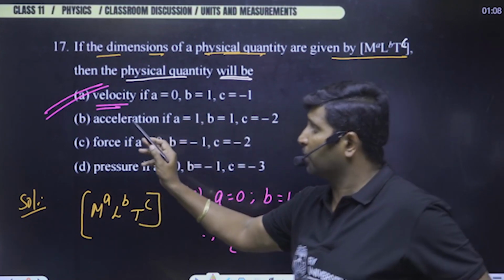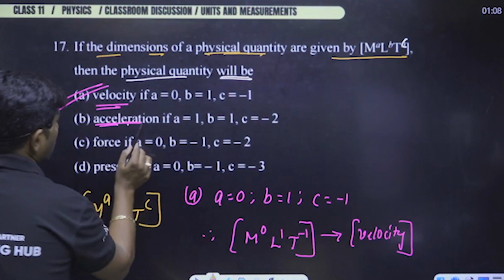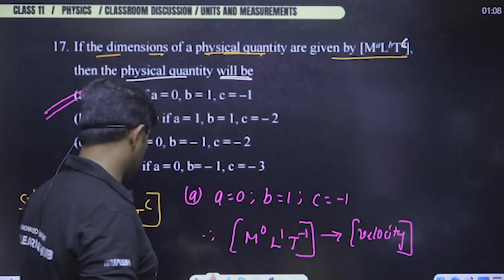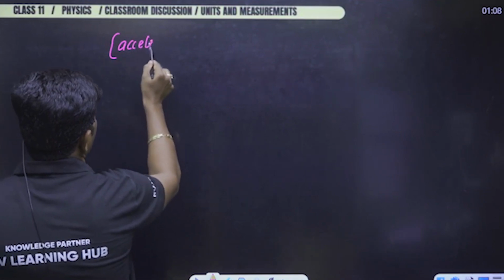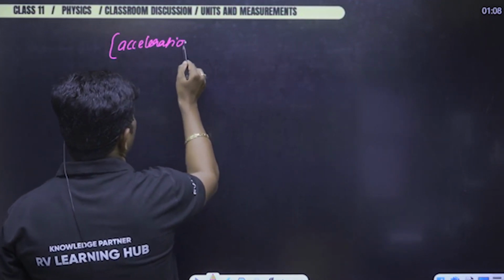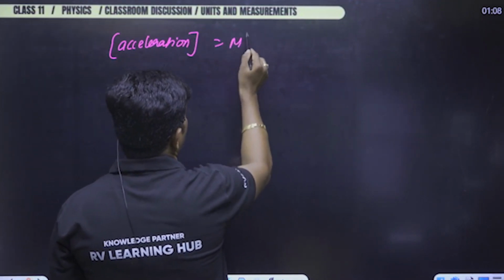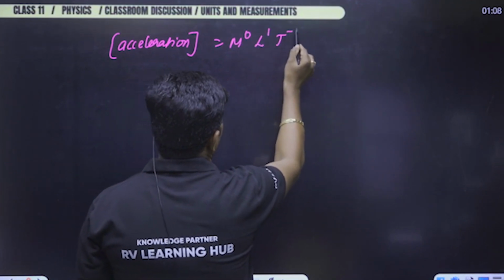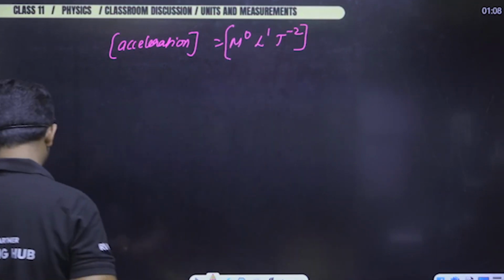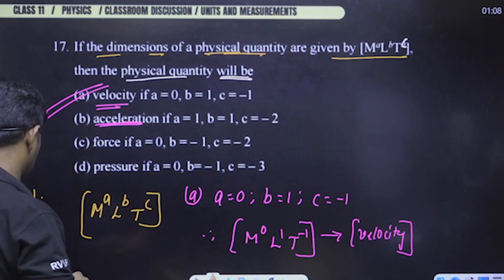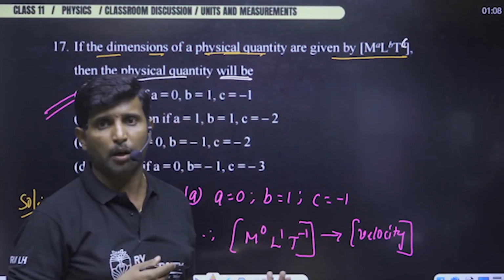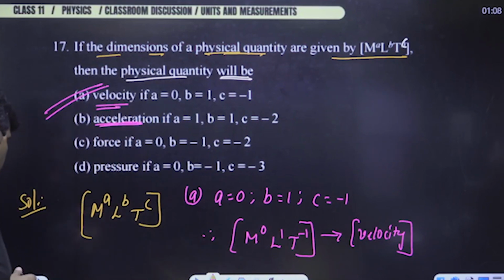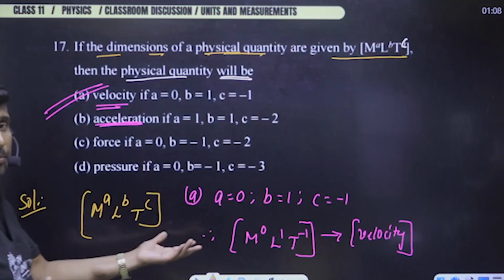Acceleration will have the dimensional formula. What is the dimensional formula for acceleration here? Dimensional formula of acceleration is M power 0, L power 1 and T power minus 2. Okay. Similarly, for force and pressure, the dimensional formula I have given already in the previous problems. You just go through it once again. I hope you understood this problem.